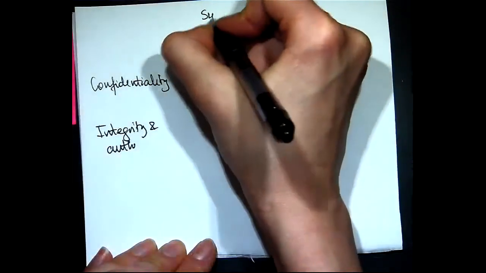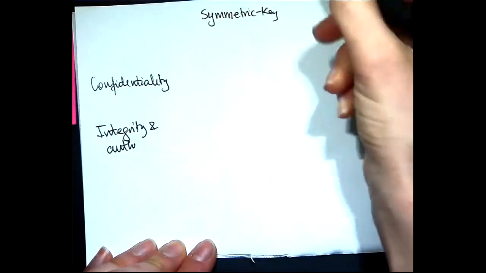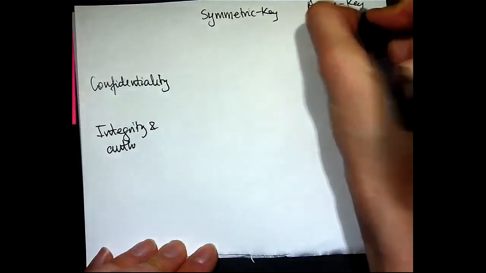So basically we have this table. We have the confidentiality property, we have integrity and authentication, and then we have the symmetric key world, and then we have the asymmetric key world. Okay?